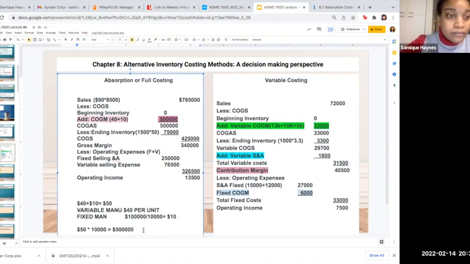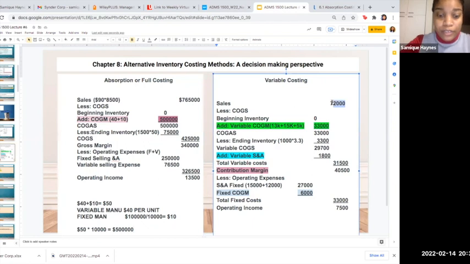Claire? Great. So now our variable costing comes in. It's the same thing for your sales, 765,000. Beginning inventory is 0. The cost of goods manufactured, is this going to stay the same? No. Cost of goods manufactured is going to change because the cost per unit is now only what? What's the new cost per unit for the product cost per unit?